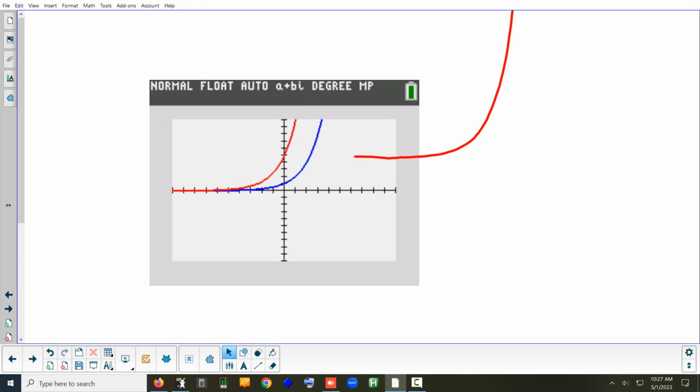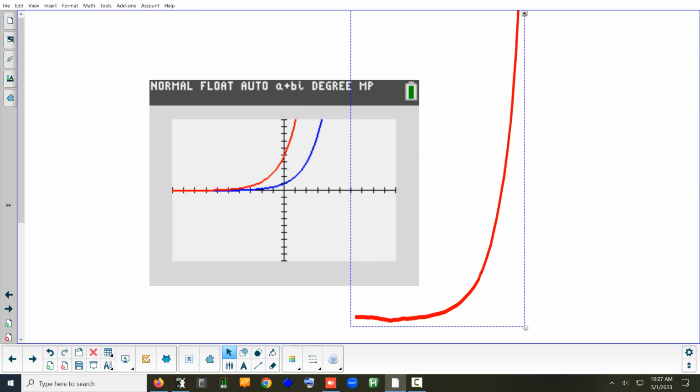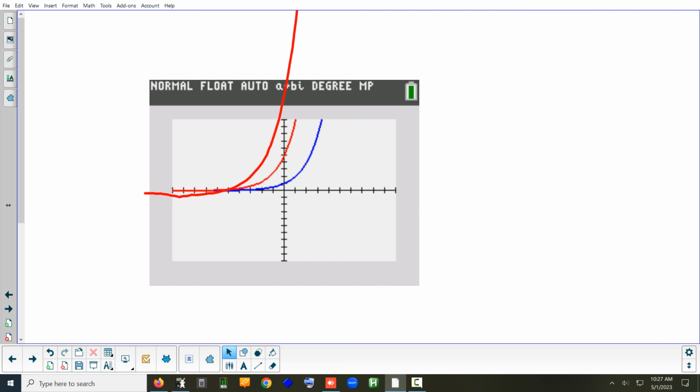The more you stretch it vertically, the sharper and sharper that turn is going to be. So now I've stretched it a little too much because it's curving up a little bit too soon. I did too much of a stretch. The way I had it before was perfect. I stretched it a little bit and then I lined it back up and it lined up exactly with the graph.